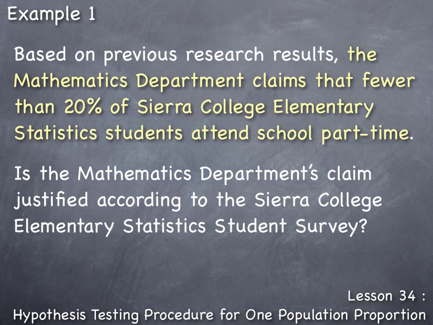Now, the mathematics department claims that fewer than 20% of Sierra College elementary statistics students attend school part-time. This claim can be represented statistically as the percentage, P, is less than 20%, or 0.20 decimal. So P less than 0.20 is the statistical form of the claim that fewer than 20% of Sierra College elementary statistics students attend school part-time.